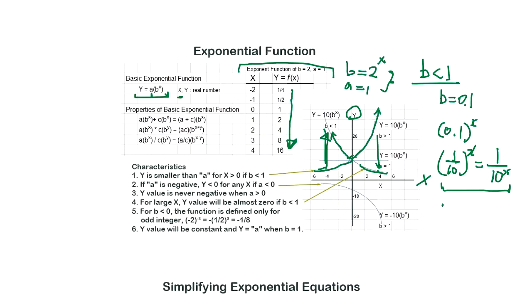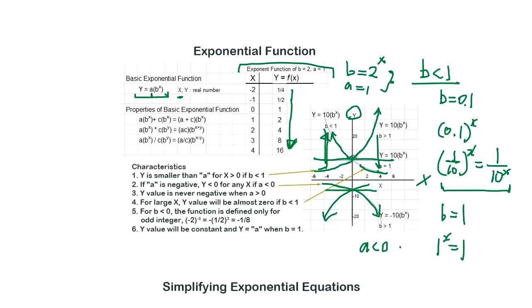What happens if b is exactly 1? Then 1 to the x is always 1, so it stays constant, right? So that's the function. And now when a is negative, then the value is negative, so it goes this way. And depending on b, it may go this way, and if b is 1, it goes this way, right?